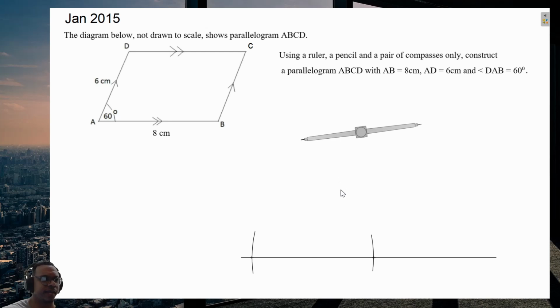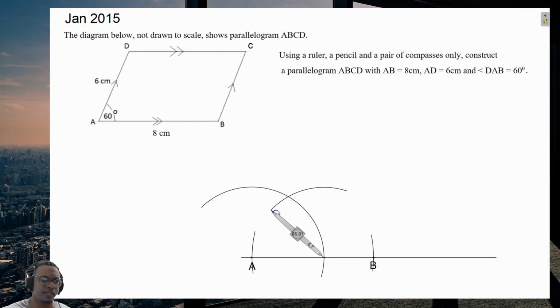And that will be my line segment AB, 8 centimeters. Next, I will construct angle DAB being 60 degrees. So I look at the letter in the middle, which is A, so the angle at A is 60 degrees. So I'll place my compass point at A and make an arc to cut the line because I want the vertex of a 60-degree angle to be at A. And where these arcs intersect would be my 60-degree angle. So I'll draw a line from A straight through to where those arcs intersect.